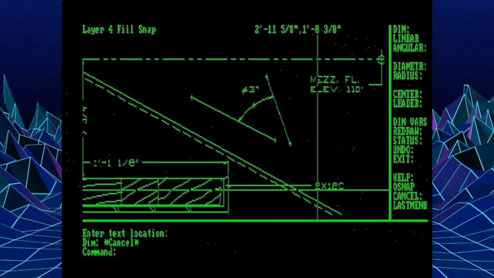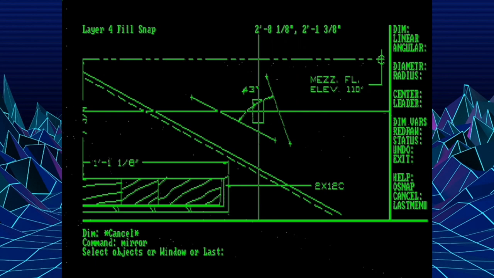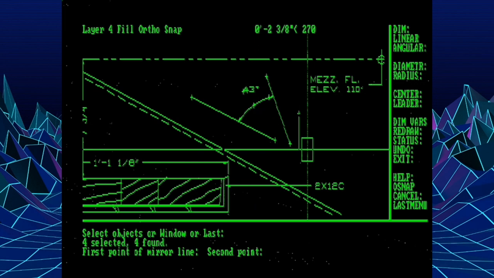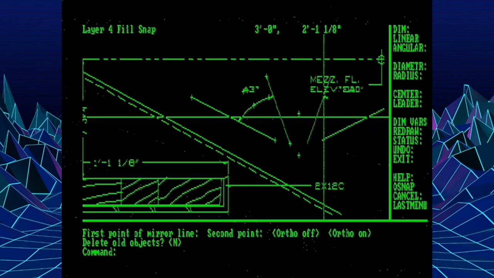All right, just a couple more things I want to cover so this video doesn't get as long as the version 1 did. There is now a mirror command. So we can choose objects. Let's see if dim's mirror, just for kicks. We can pick a mirror line, and of course we can use ortho to control that line. We'll just make it straight down. Delete the old objects, no, and it mirrored, but it did not mirror the dimension, interestingly.